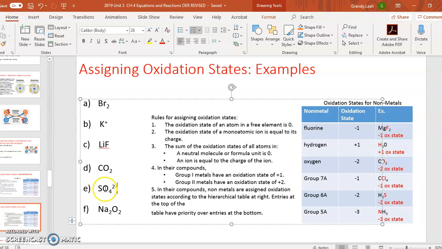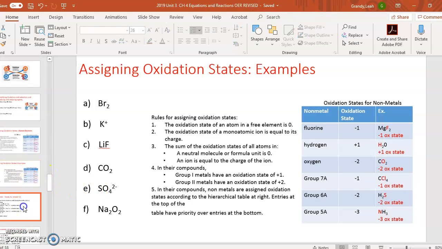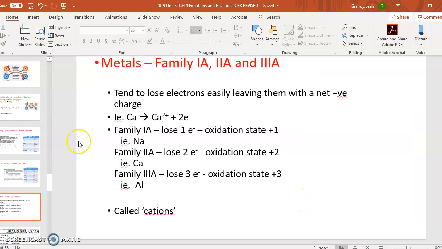So the oxidation state is per atom. Oxygen we'd say is negative 2 for 1, and we only write it per 1, and we write S is plus 6. Okay, and so I'm going to go through a few more here.